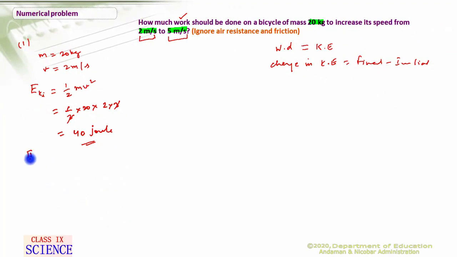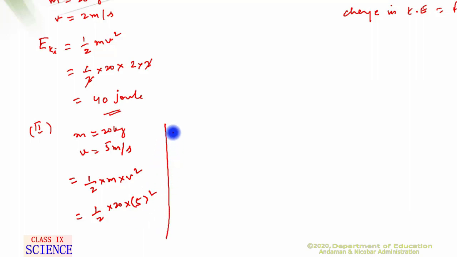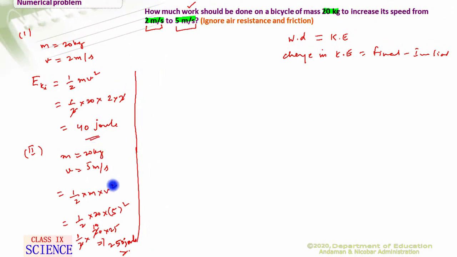Now in the second case we have to find the final kinetic energy. So here the mass remains 20 kg, but velocity is 5 meter per second, right? So substitute the values here, again half into m into v square. So half into m, which is 20 kg, multiplied by 5 into 5, that is 5 square. Upon solving this we will get half into 20 into 25, here 10, so we will get 250 joule. So initial kinetic energy is 40 joule, whereas final kinetic energy is 250 joule.